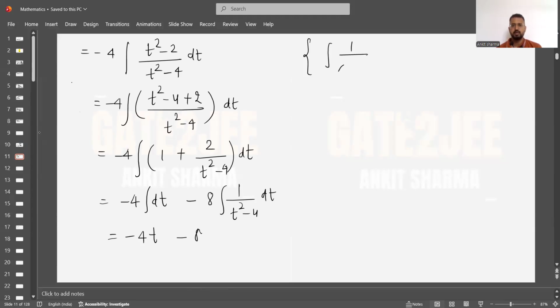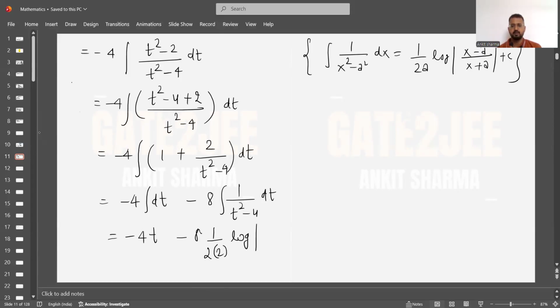So 1 over x square minus a square type. So this gives me 1 over 2a, then log of x minus a over x plus a. I could use this. So I'll be having here 1 over 2a, where a turns out to be 2 here. Then log of t minus 2 over t plus 2 plus c.